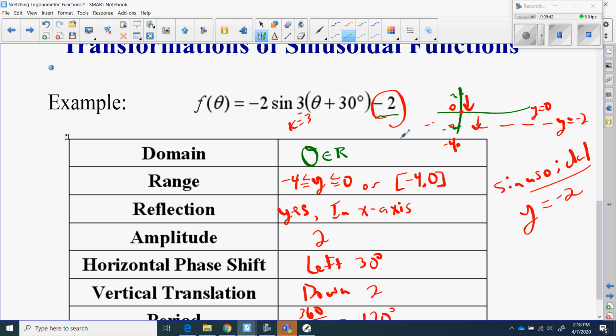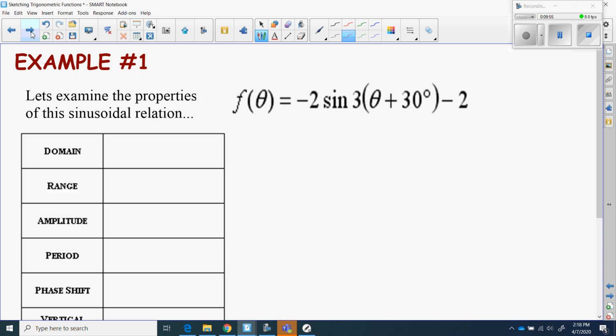So those are the properties we were talking about in video 1 and how to pick them out from a function. Well, the next part is, how do we actually graph this?